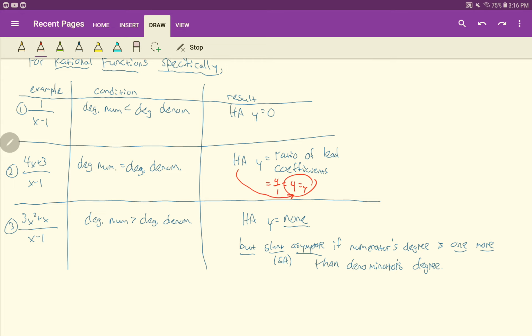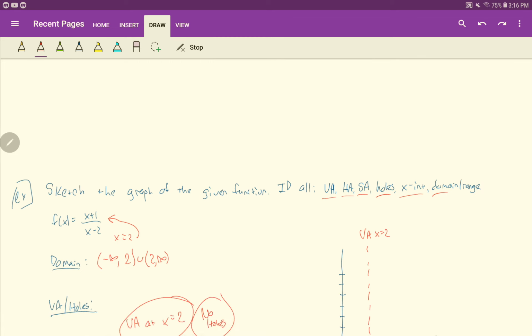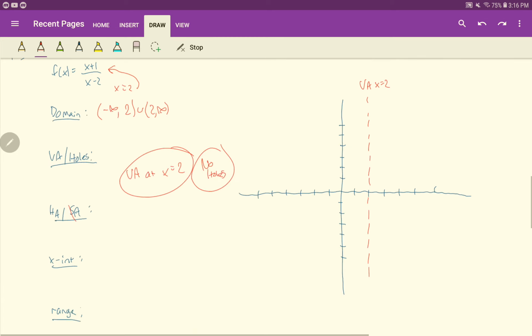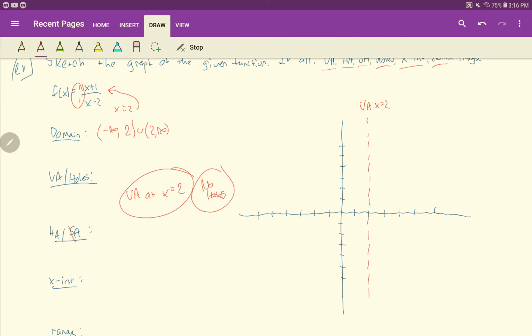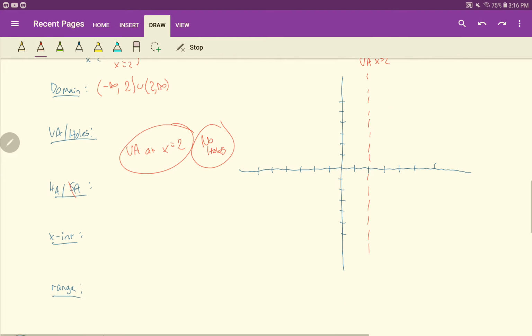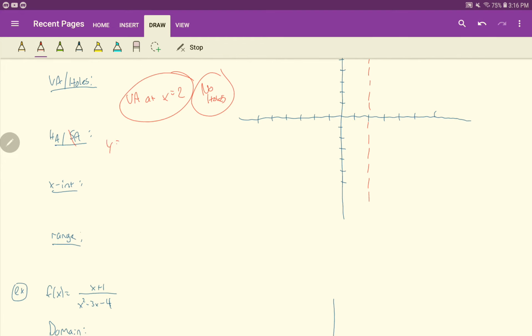The numerator's degree is 1. The denominator's degree is also 1, and so it's the ratio of the lead coefficients. This is in standard form here, so this is going to be 1 over 1. And so that will be our horizontal asymptote here at 1. And so again, I will draw a dashed horizontal line here at 1, and again, you can label it HA equals 1, and then our x-intercepts.